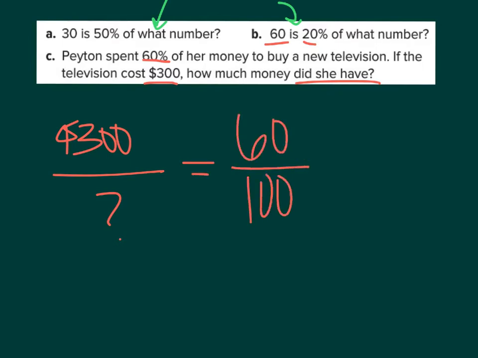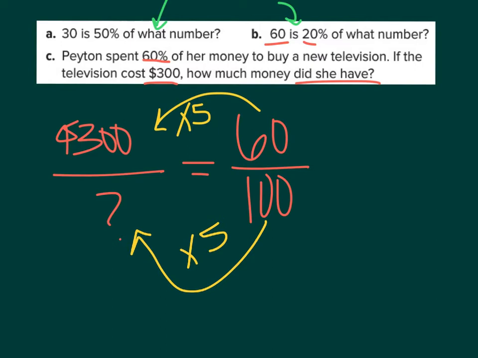So I need to think about how would I go from 60 to 300? Well, I know that 6 times 5 is 30, so 60 times 5 would get us to 300. So then I have to look at 100, do the same thing because these are technically proportions or equivalent ratios. So 100 times 5 would then be 500. So she started out with $500.